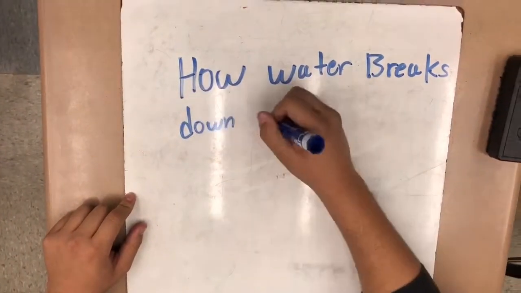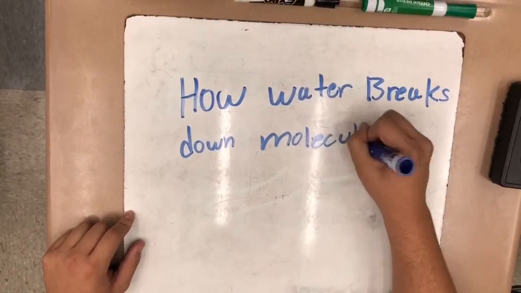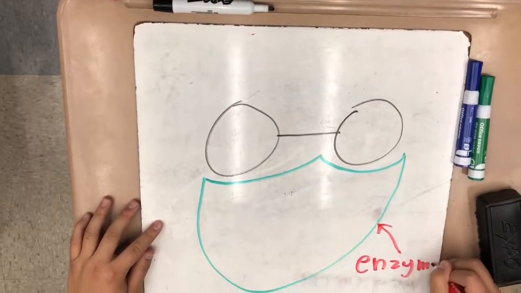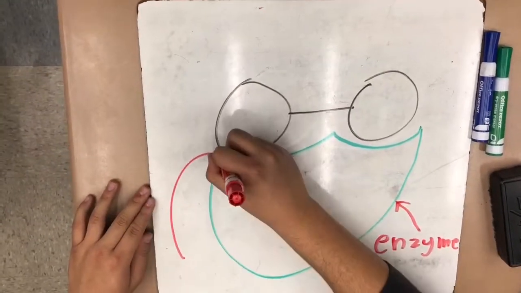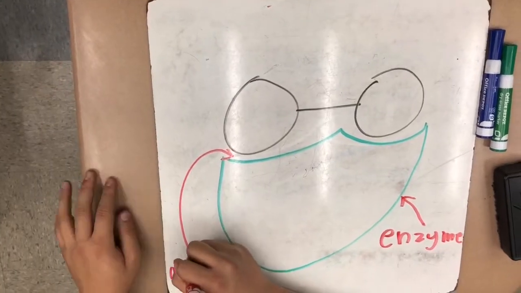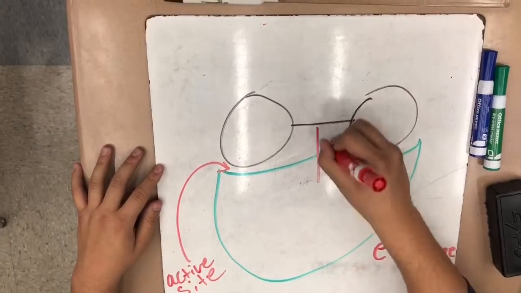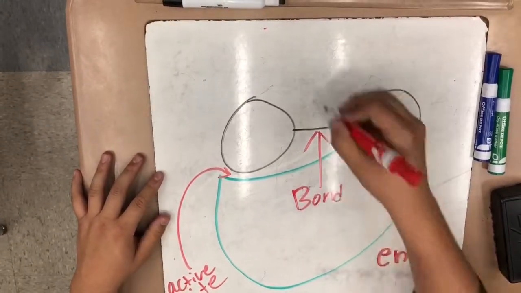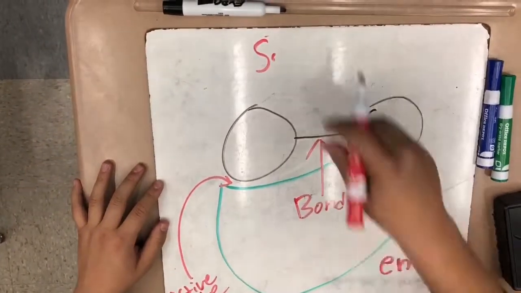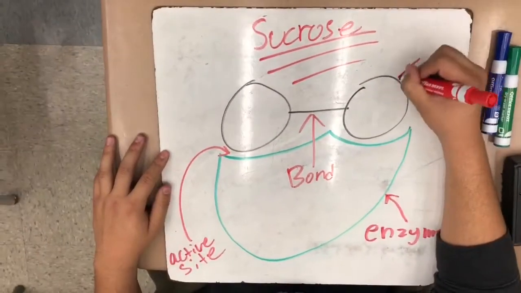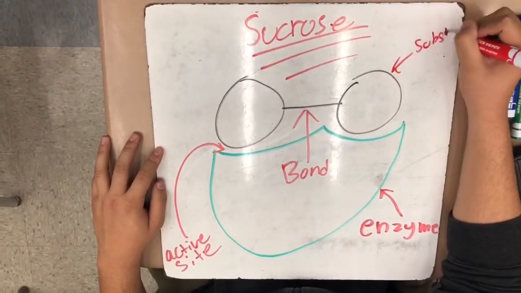So, this is how water breaks down molecules. The substrate is held in by the enzyme on the active site. This is the bond that holds them together. The substrate in this video is called sucrose.